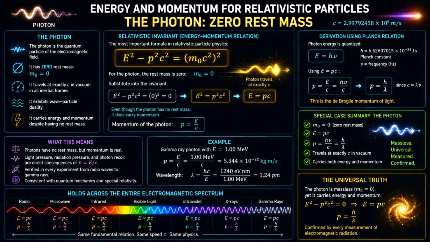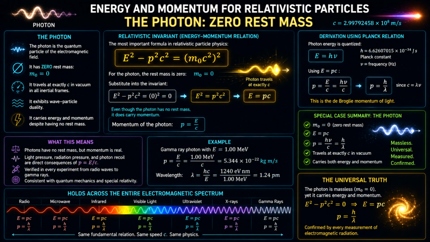The relativistic invariant has a remarkable special case, the photon. The photon has zero rest mass, m naught equals 0. Substituting into the invariant gives E squared minus P squared c squared equals 0, which means E equals P times c. This tells us that even though the photon has no rest mass, it does carry momentum. Its momentum equals its energy divided by c.